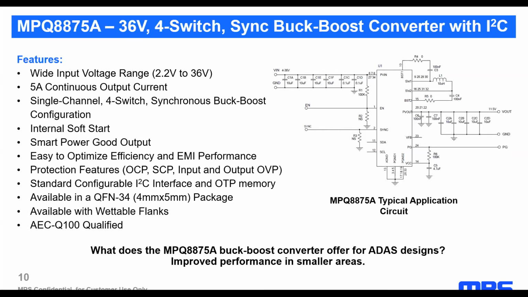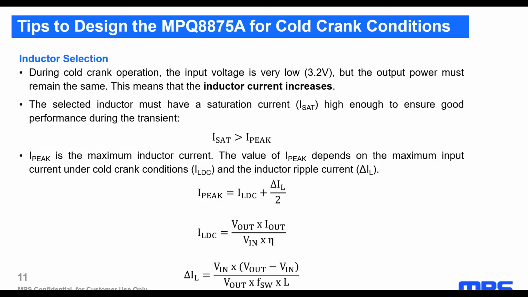At this stage of the webinar, we have presented the problem, which is to overcome the cold crank issue for ADAS applications, where the output power demand is high, while the output voltage required is also high. We have also presented the best option to overcome the problem, using a 4-switch synchronous buck-boost converter, and the best candidate to be used, the MPQ8875A. Now it's time to present the main tips to design this IC in order to get a stable voltage during cold crank.